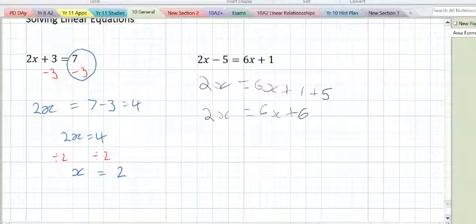Alright, now Kelly, what was our next step? You take the 6x over. Good. To undo a positive 6x, you subtract it. So wouldn't that be 4x? It's close. 2x minus 6x equals minus 4x.